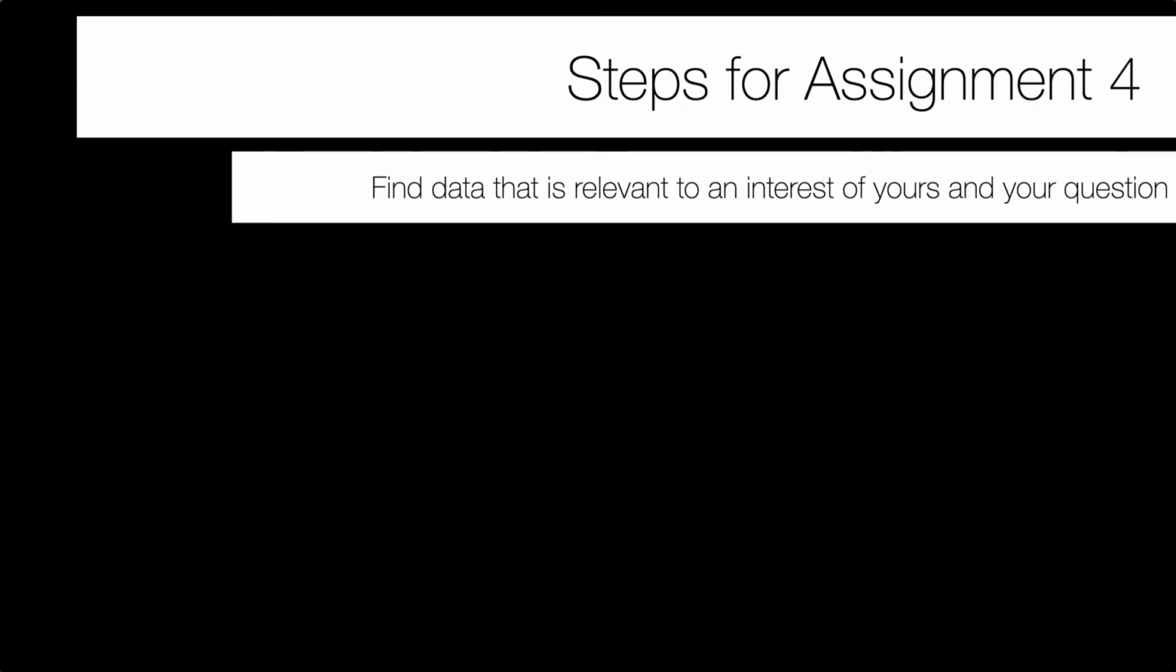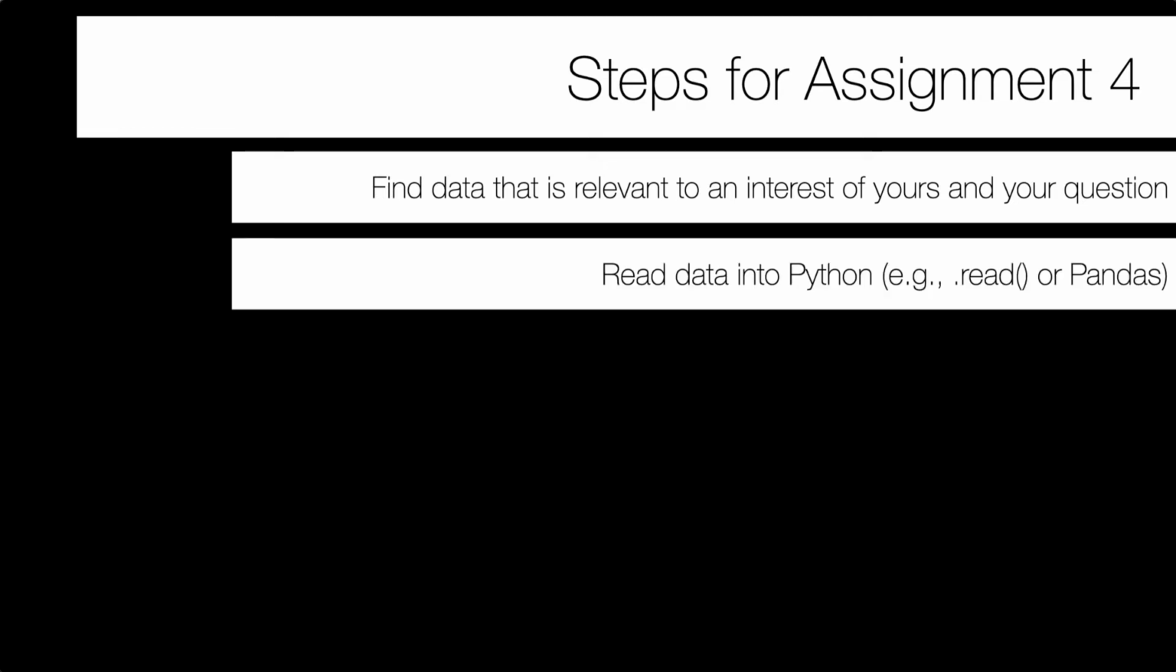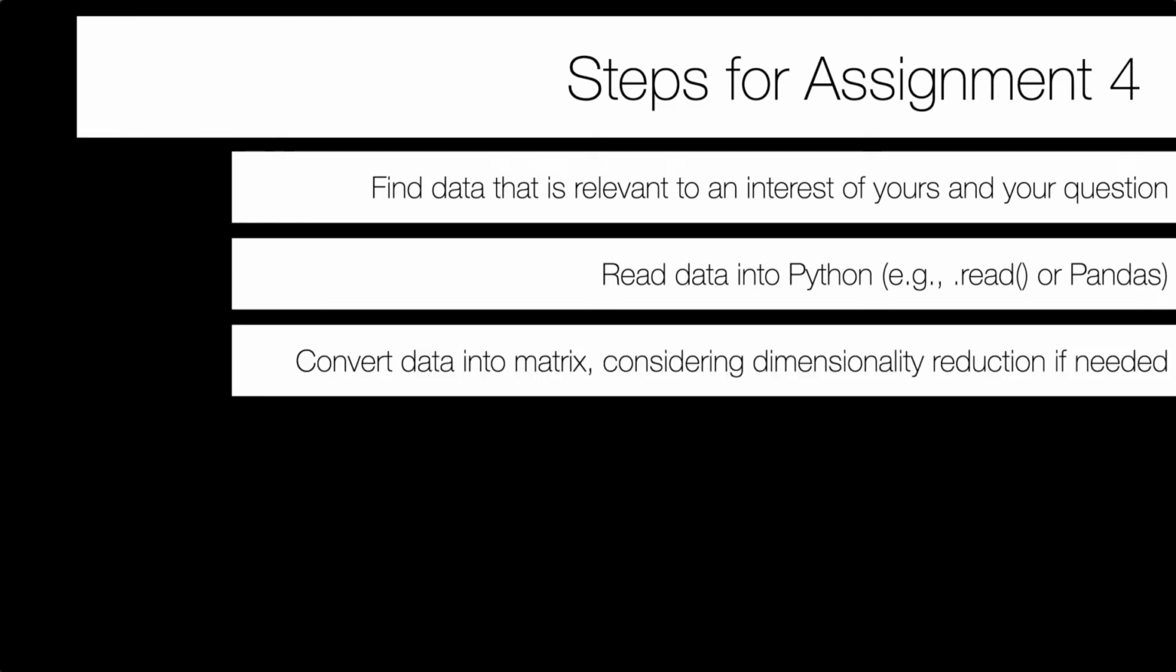So, what are the steps for this assignment? First, find data that's relevant and interesting to you and to your question or decision you want to make. This is a general step for all of your assignments. Read that data into Python, probably through pandas, like read CSV, or you could read it directly using the .read function. This is, I think, what I do with the IMDb data.